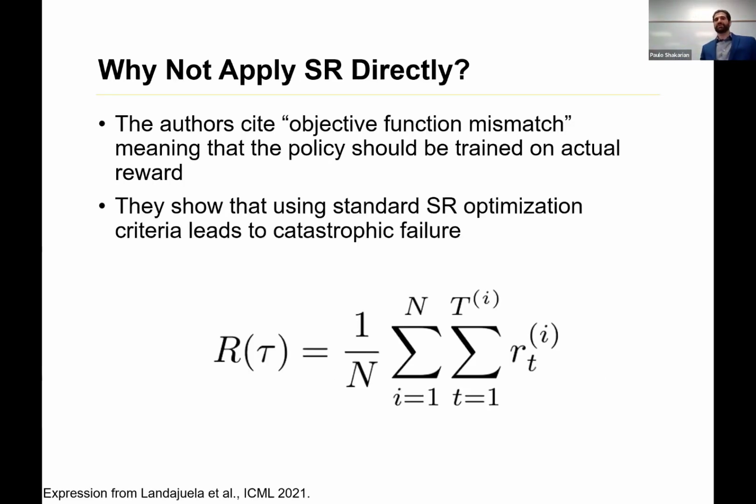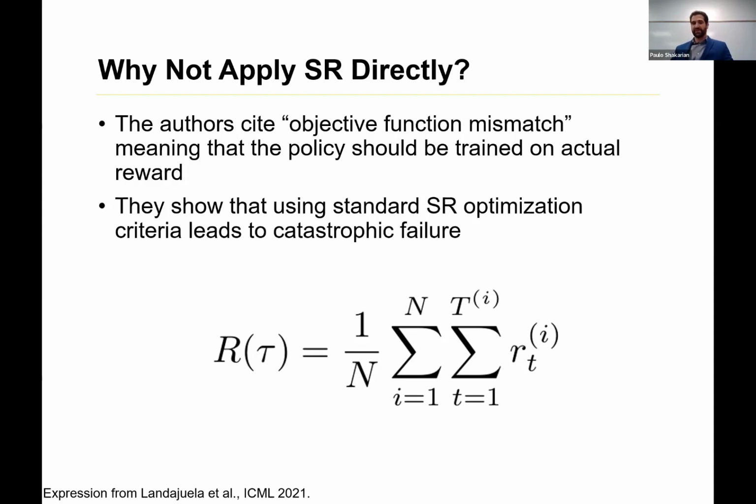So why not use symbolic regression directly? Well, the authors cite what they call an objective function mismatch. The reason is if you use symbolic regression directly for each of those action dimensions, because notice the lunar lander had two, you're going to have this objective function mismatch where each action function is being optimized towards something different, and it's not being optimized toward the ultimate goal of the agent. And they showed in their experiments this just gets you catastrophic failure.